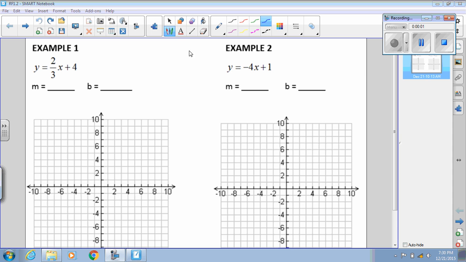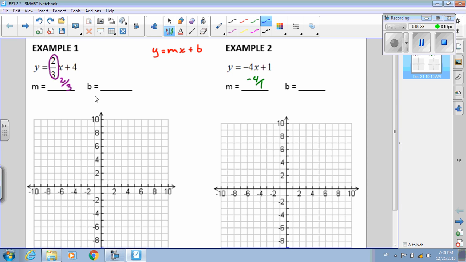So here is the second example for RF1, which is graphing equations in the form of y equals mx plus b, where m is the slope and b is the y-intercept. For the first one, you can quickly realize that 2/3 would be the slope, and for the second one, you would have -4/1.